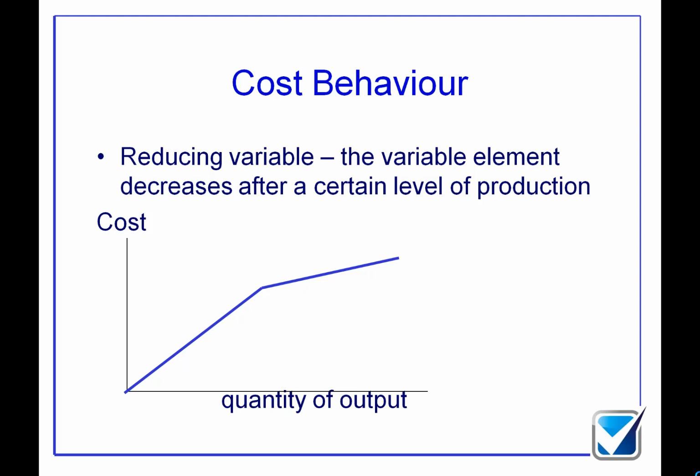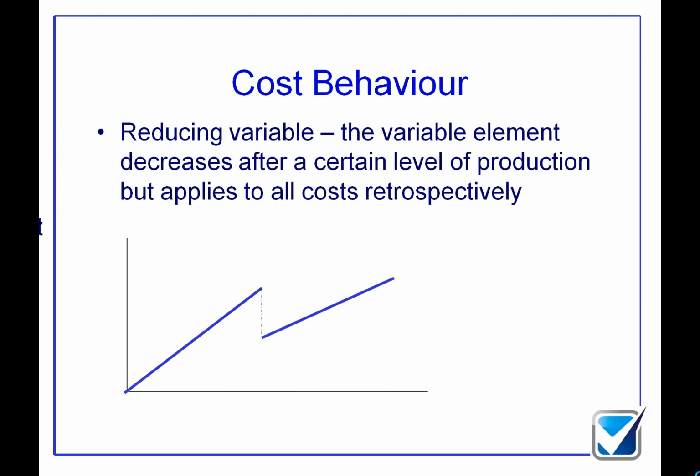And what this shows you is a direct cost per unit which is quite high up until you hit a certain level of output. After that, we then reduce the variable costs. This might come about because you hit a bulk discount level, but the bulk discount would only apply to future purchases, not to past purchases. What we then have is a reducing variable, and it's still a variable cost because it's still going through the origin. It goes up in a straight line.